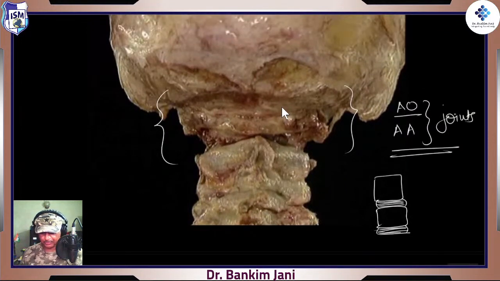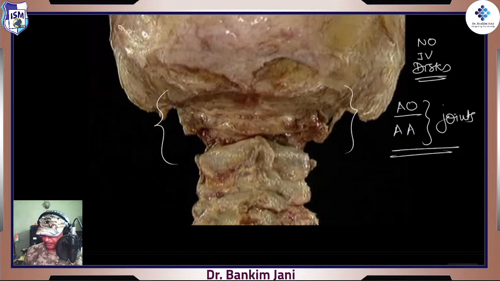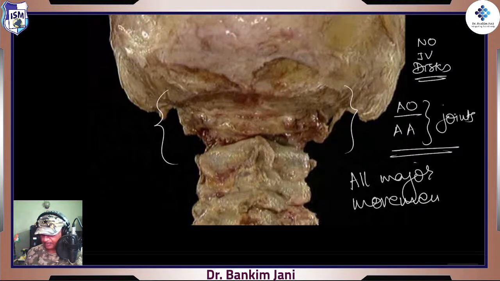So this is about atlanto-occipital and atlanto-axial. And we just need to say one thing, that there are no intervertebral discs. Right? There are no discs in this. But all the major movements, they will be over here. So this is one important point, that all major movements of the neck will be here.